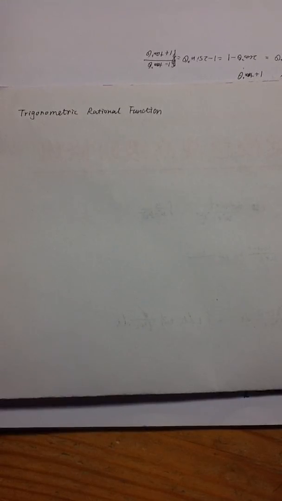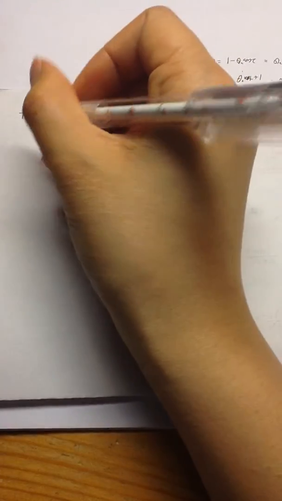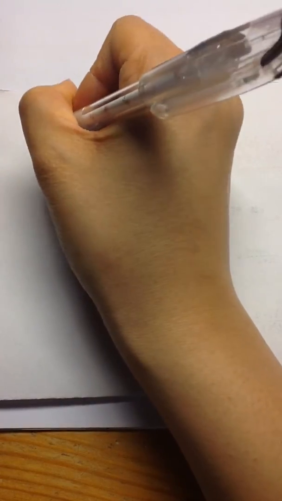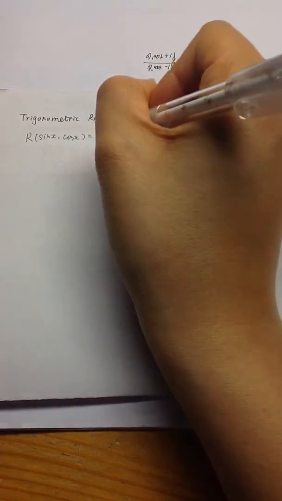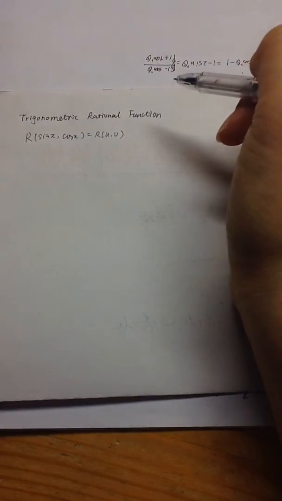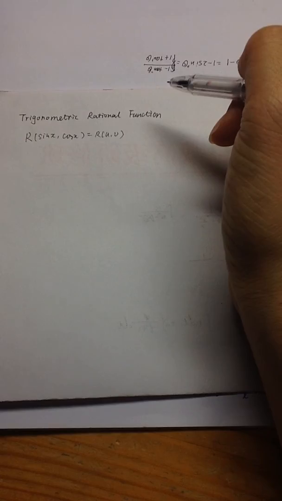By trigonometric rational function, I mean a rational function we get by a limited number of additions, subtractions, multiplications, and divisions of sine x and cosine x. I'd like to use R(sine x, cosine x) equals R(u, v) to denote this trigonometric rational function.